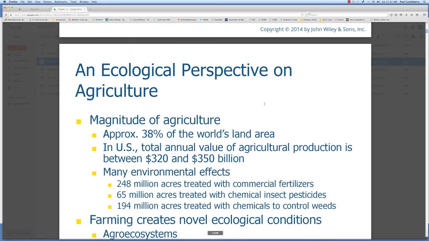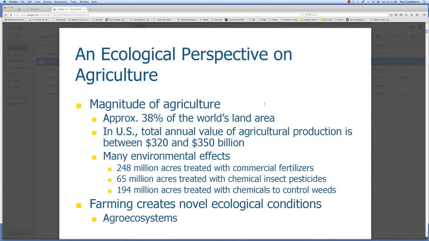So basically, the ecological perspective on agriculture, if you think about it, is one of civilization's greatest achievements, and its roots are 10,000 years old. We can go back at least 10,000 years and see the effects of agriculture throughout its history. I think it's also fair to say that agriculture has greater impact on the environment than any single human endeavor. And you'll see why when we talk about that a little bit.